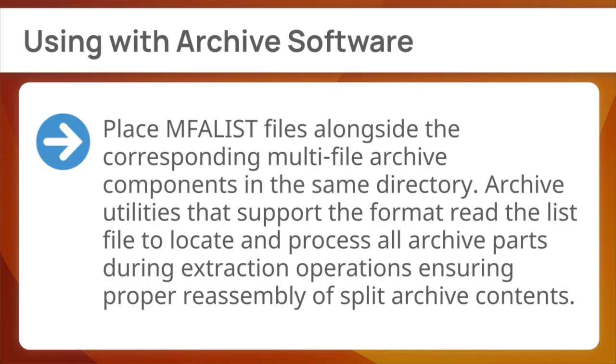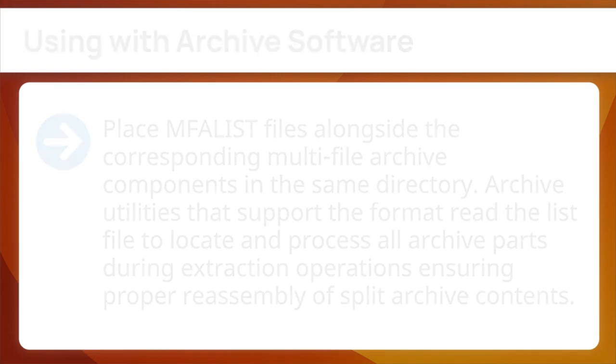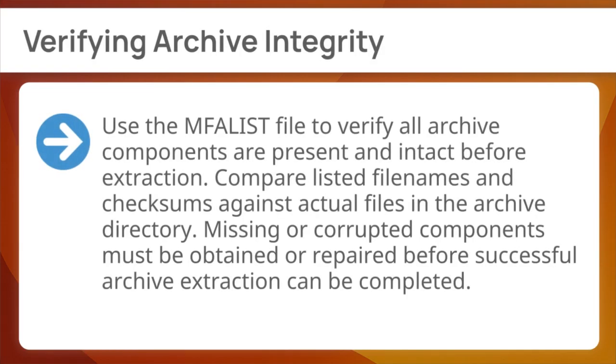Archive utilities that support the format read the list file to locate and process all archive parts during extraction operations, ensuring proper reassembly of split archive contents. Finally, verifying archive integrity. Use the MFALIST file to verify all archive components are present and intact before extraction.